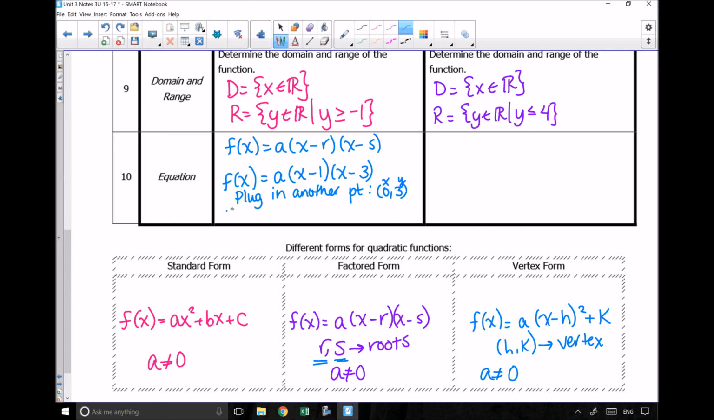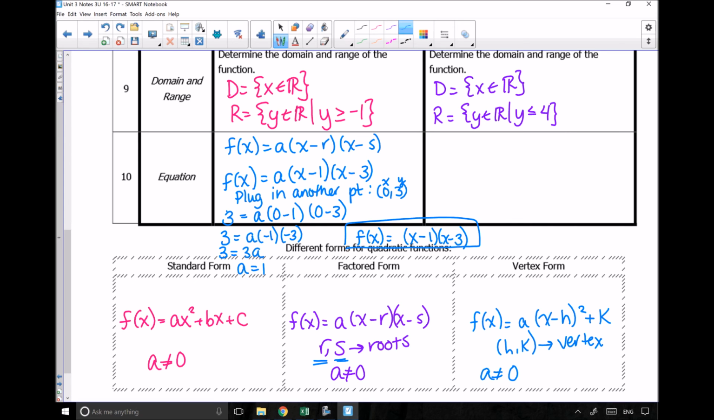So instead of f of x here, I'm going to say 3 equals a times x is 0 minus 1, and then here x is also 0 minus 3. So I get 3 equals a times negative 1 times negative 3. So I get 3 equals negative 1 times negative 3 is 3. So I get 3 equals 3a, so a equals 1. Therefore, my equation is going to be f of x is equal to 1 times x minus 1 times x minus 3. But this 1 here is not necessary, so this is going to be my equation right here.